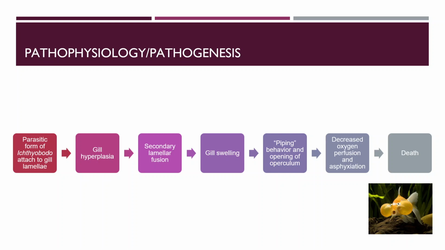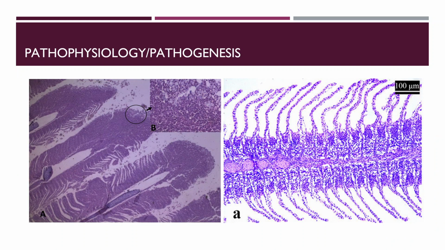And then they do the piping behavior, and they open their operculum. So basically, the covering of their gills keeps opening and closing. And then, because the ability of the gills is compromised, they get decreased oxygen perfusion and asphyxiation, and that will lead to their death, sadly.